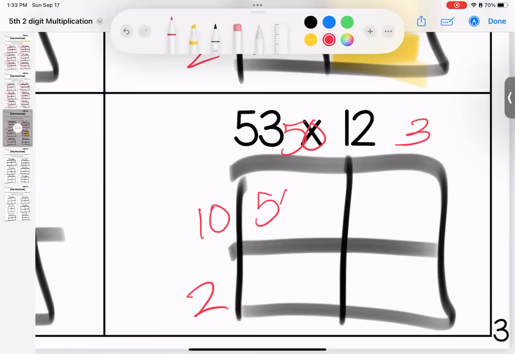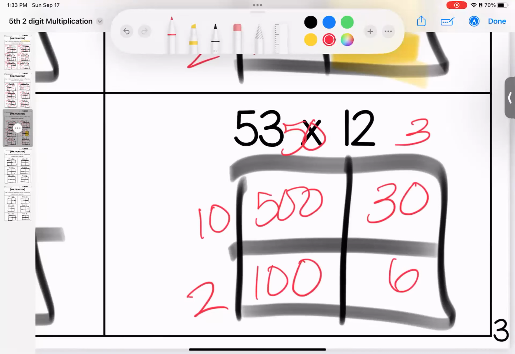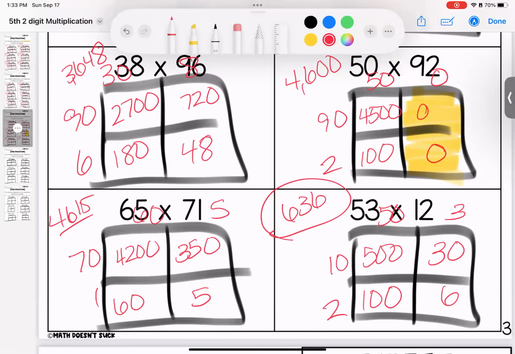5 and 1 is 5, 2 zeros. 1 and 3 is 3, 1 0. 2 and 5 is 10, 1 0. 2 and 3 is 6. 636. Brings us to the end of page 3. Questions? Bring them with you.